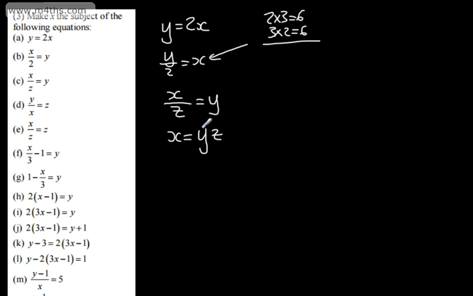Now the next one is y divided by x is equal to z. So y divided by x is equal to z.